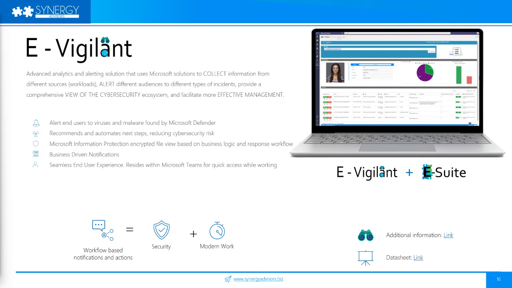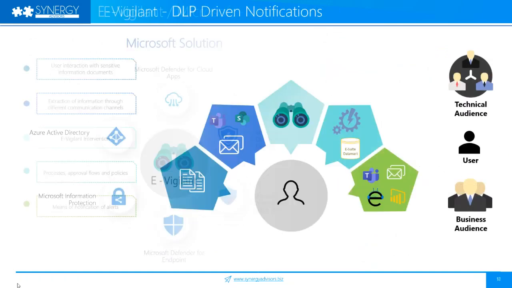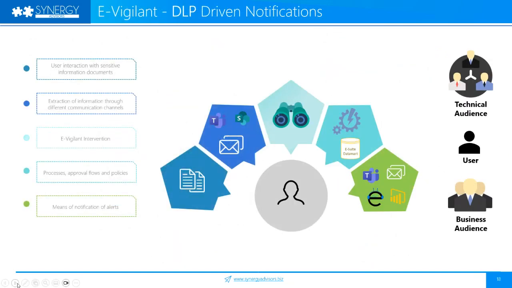Leo, if you could go to the next slide, and then actually we'll go straight to the next slide after that, if you would. So you can see all of the different Microsoft applications that we can key off of, but actually the original scenario for us to build eVigilant was for DLP, was responses to DLP notifications.